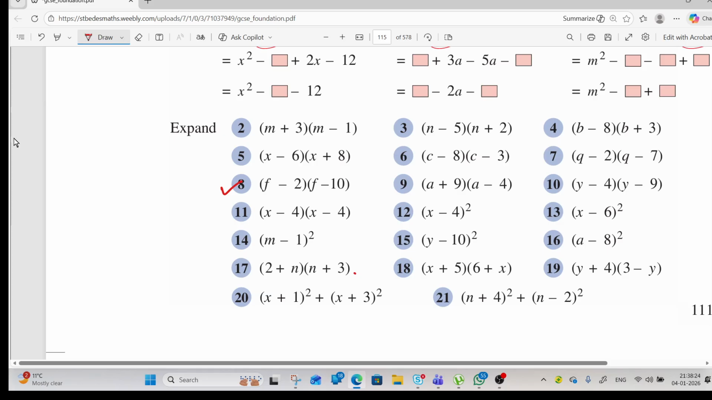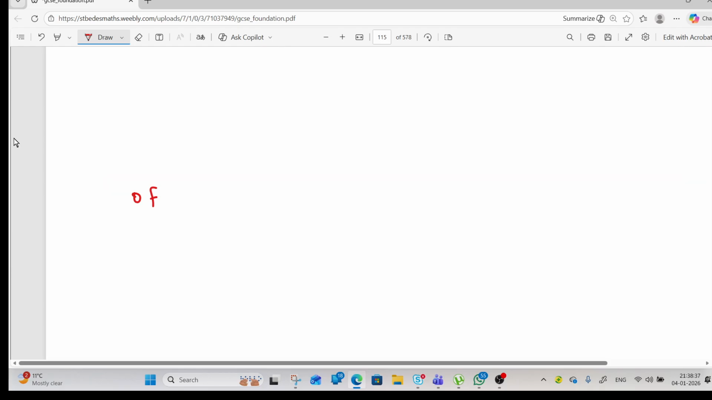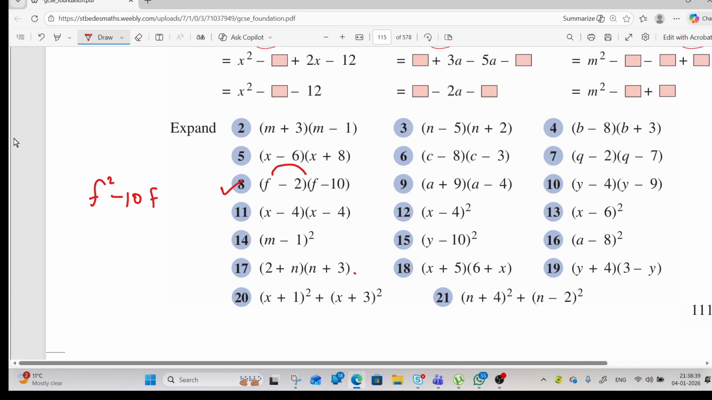11 f is f squared. Yes. F and 10 is negative 10f, right? Because f, negative is 10f. So save it with sign. Next.